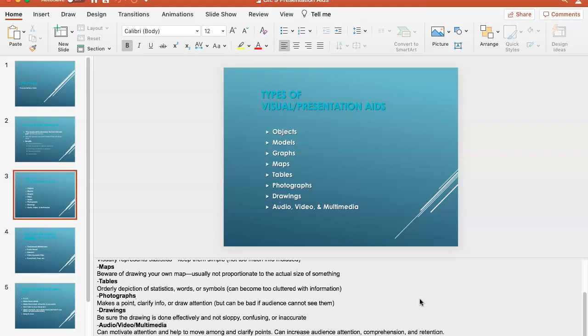Audio, visual, and multimedia. It can motivate attention and help to move among and clarify points.